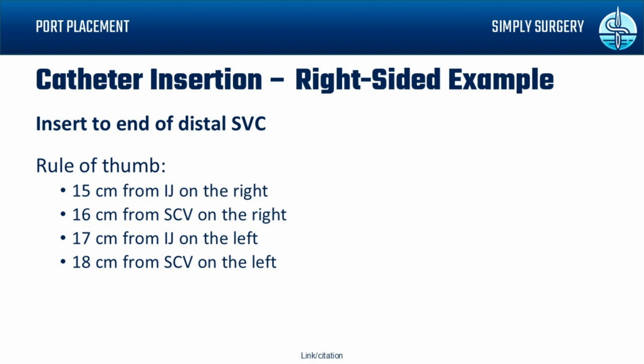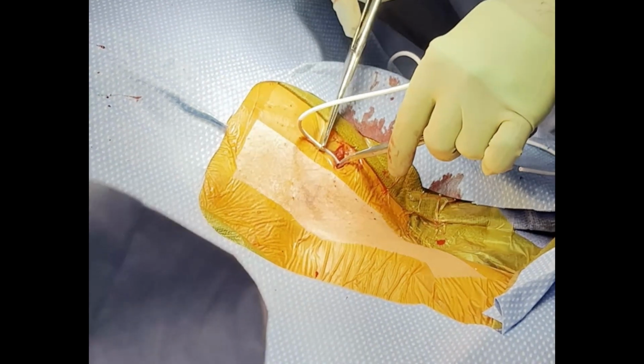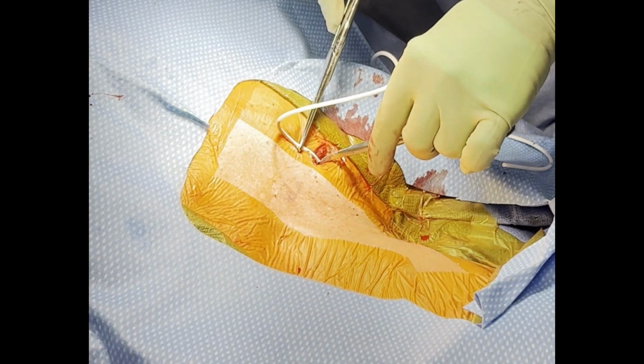The rule of thumb is that on the right side, for the internal jugular, it will be 15 centimeters, and for the subclavian, it will be 16 centimeters. On the left side, the internal jugular will be 17 centimeters, and the left subclavian will be 18 centimeters. Next, trim the catheter so that there's not slack remaining, which will allow for kinking.